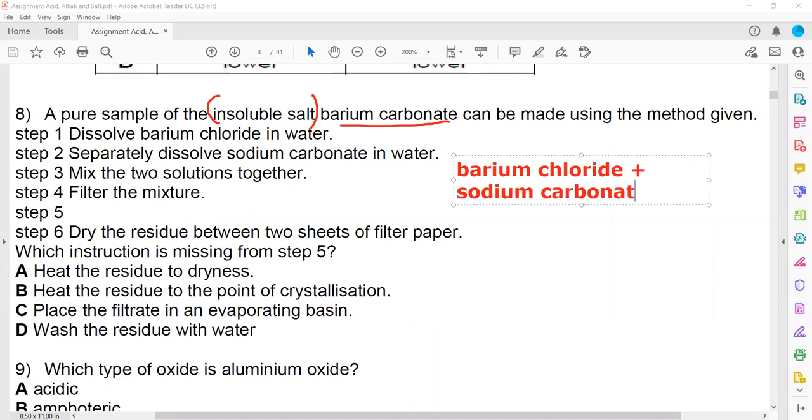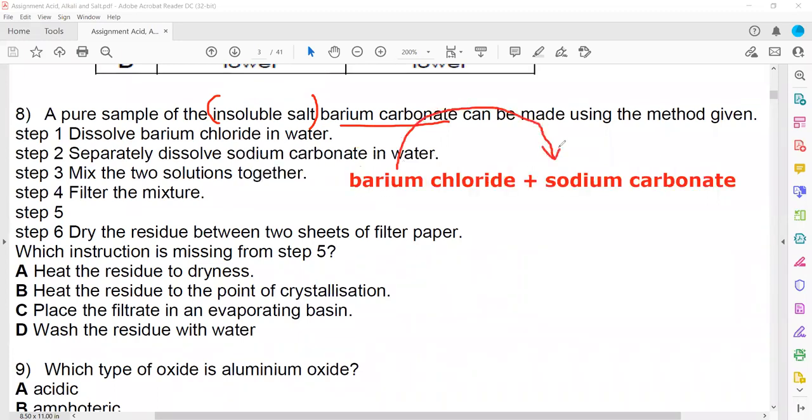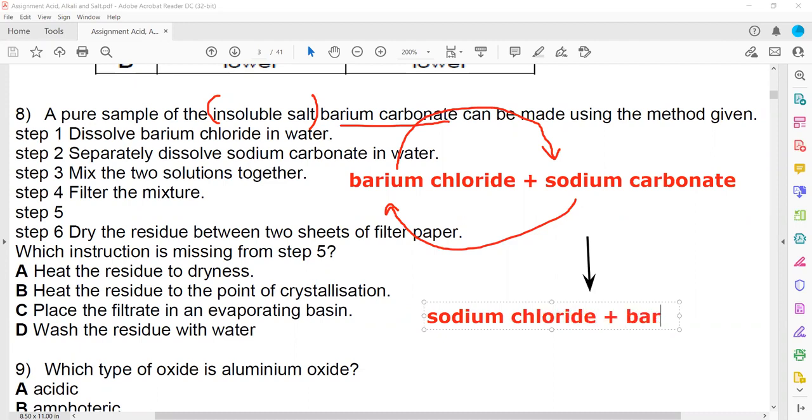So if barium chloride is mixed with sodium carbonate, what will be the result? What will be the product? There will be a displacement reaction, a double displacement. Barium will take the position of sodium and sodium will take the position of barium. So what will be the result? When two salt solutions are mixed together, as a result, it will form sodium chloride plus barium carbonate. And this barium carbonate is insoluble, so we call that a precipitate.